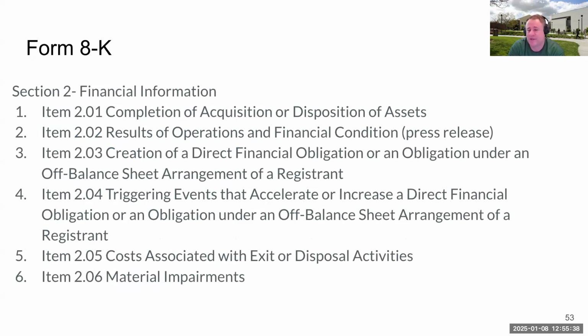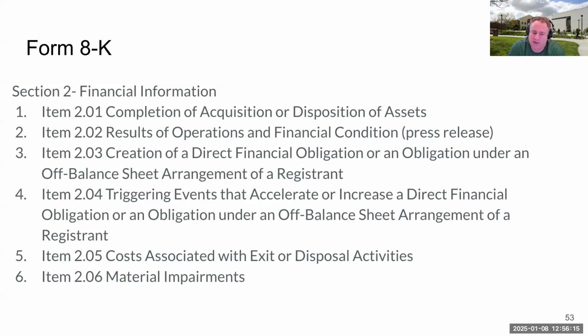Financial information: completion of an acquisition or disposition of assets, results of operations, and financial condition. This is an important one for us accountants, because when a company issues a press release that contains numbers, you have to make sure that you're reviewing those. Then there's creation of a direct financial obligation or an off-balance sheet arrangement of a registrant, triggering events that accelerate or increase a direct financial obligation, costs associated with exit or disposal activities, and then material impairments.